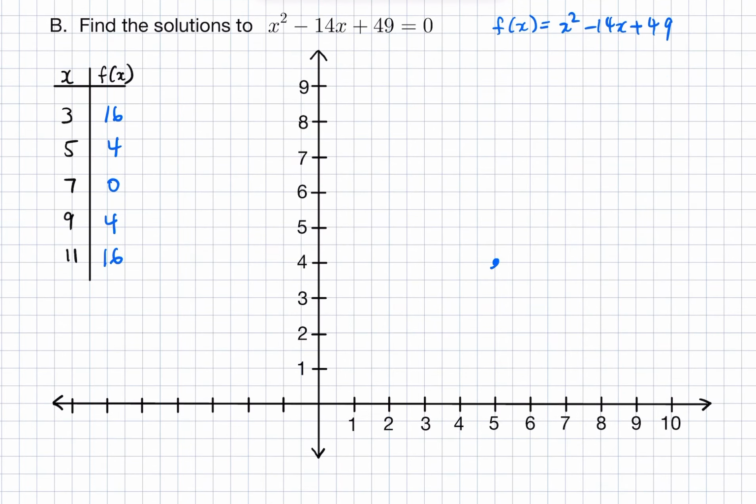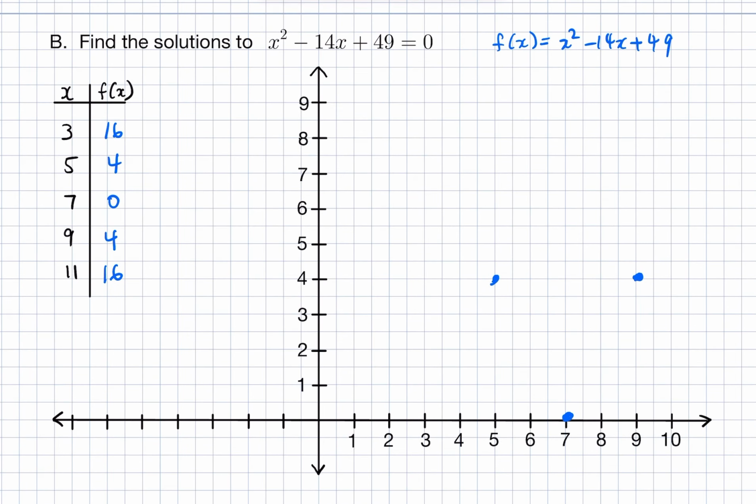And then the next point is 7, 0. Next point is 9, 4. Okay, and then the last point is 11, 16, which is off the chart. But you can get the basic idea that this parabola looks something like this.